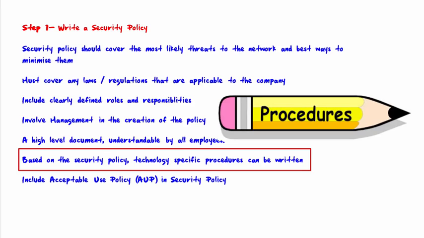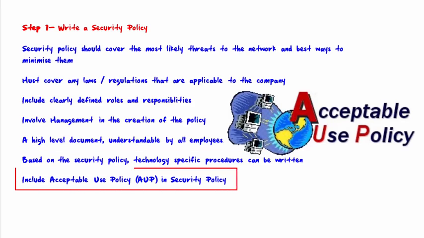And lastly, you want to make sure to include an acceptable use policy, that's AUP, in the security policy. Now, an acceptable use policy is very specific, indicating to end users exactly what they are allowed to do on the network and what they're not allowed to do. For example, they might be allowed to use internet for personal purposes, or maybe they're not allowed to.